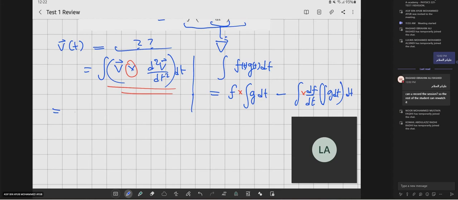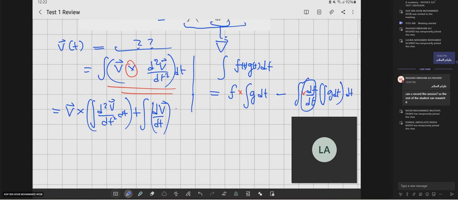So if I do integration by parts here, I'll have v crossed with the integral of d squared v by dt squared dt, plus the integral of, so I have df by dt, so this should be dv by dt times the integral of d squared v by dt squared dt. This whole thing, the integral of the whole thing, as we saw here.